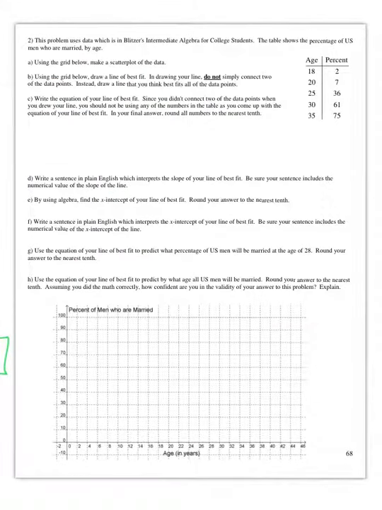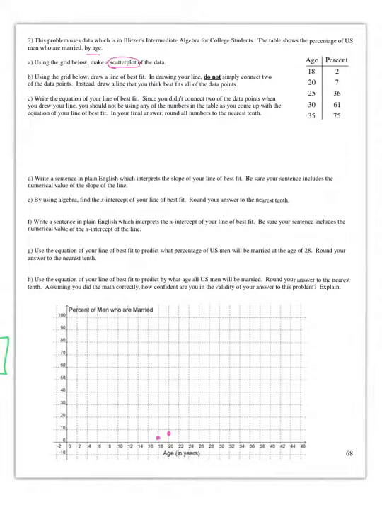In the next problem, the table is showing us the percentage of U.S. men who are married by age. Using the grid below, make a scatter plot. So again, we're going to use our table, plot our points, and produce a scatter plot. And then we'll see the pattern. And while we're doing that, we can then draw a line of best fit.